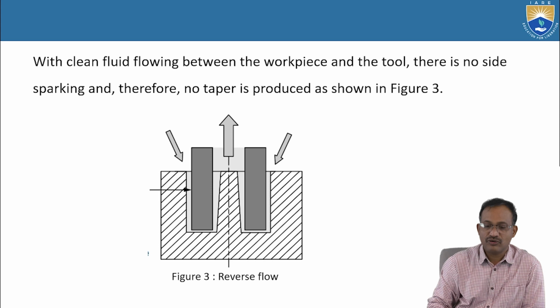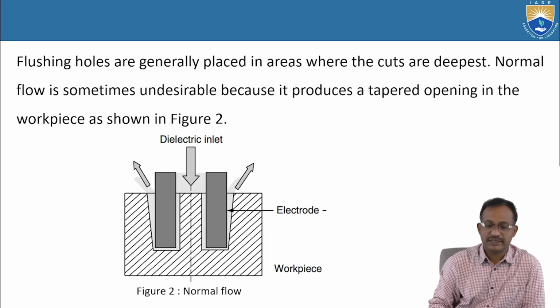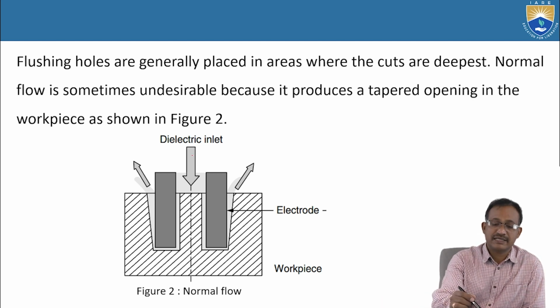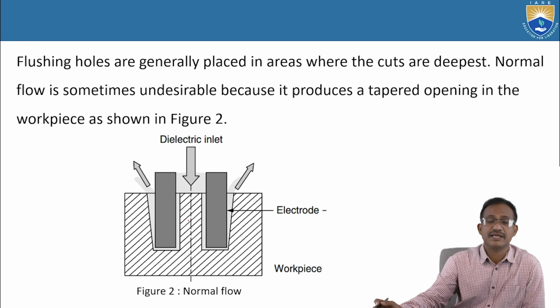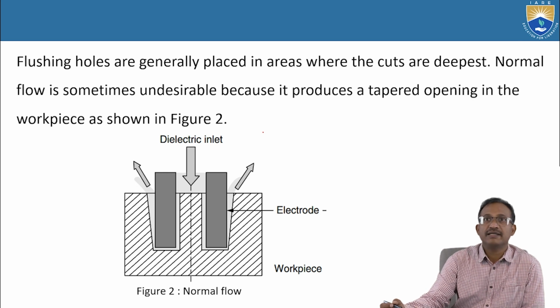See, in the normal flow, what is happening? Look here at the normal flow. The dielectric inlet will be in this direction, so that the dielectric fluid comes out from this tapered opening. This is about normal flow.